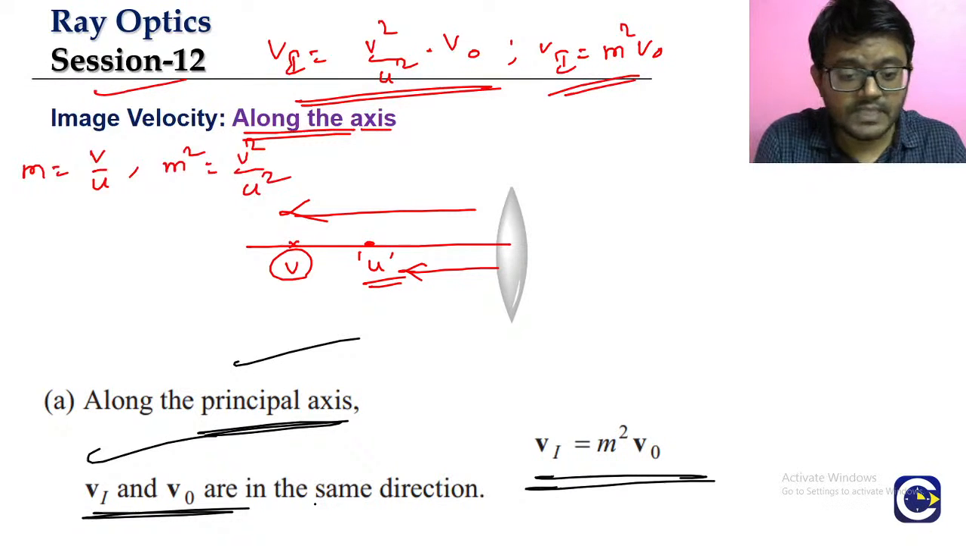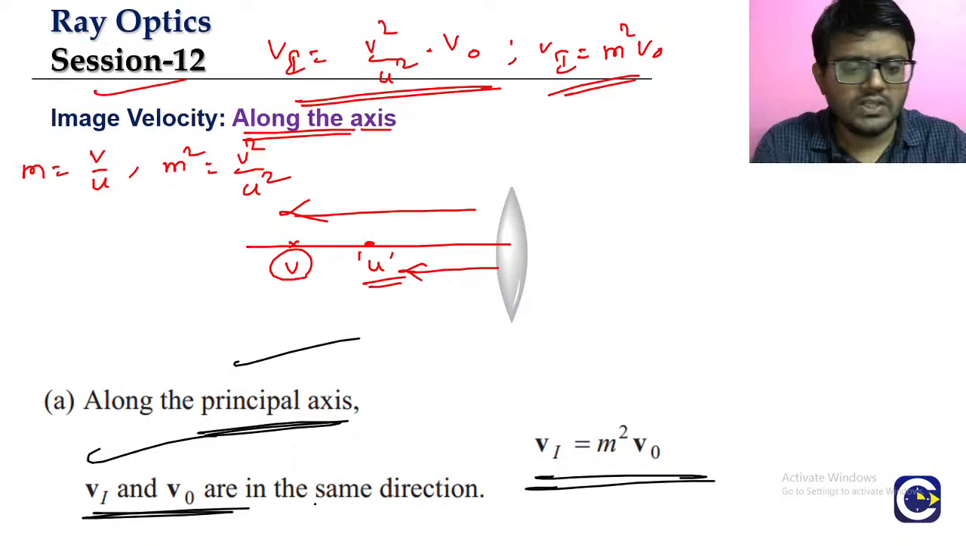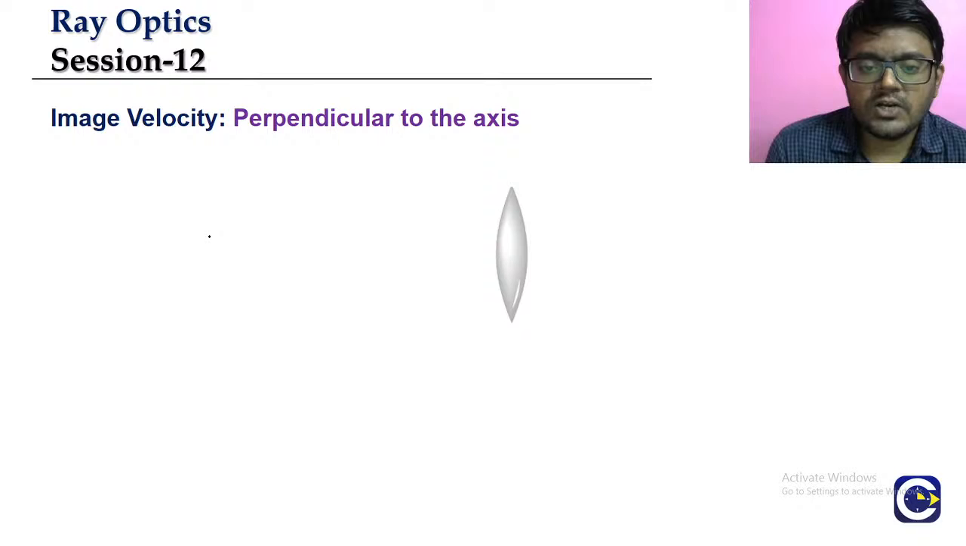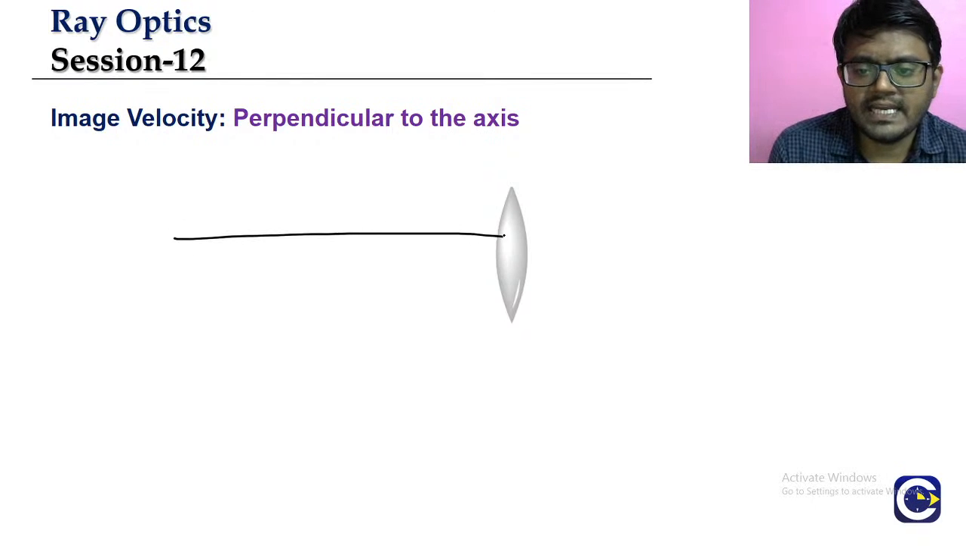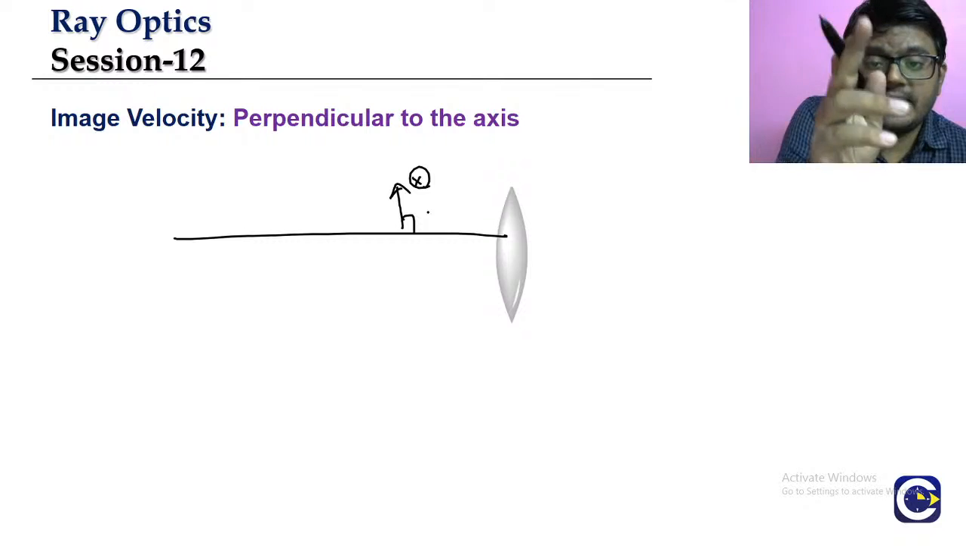Okay, now we are done with the first part, that is relating the velocities along the principal axis. Now let us go to the relation in terms of the velocities perpendicular to the axis. So again, I'll take a lens. It can be any lens. Now say, for example, we look at the object position along a direction perpendicular to the principal axis.